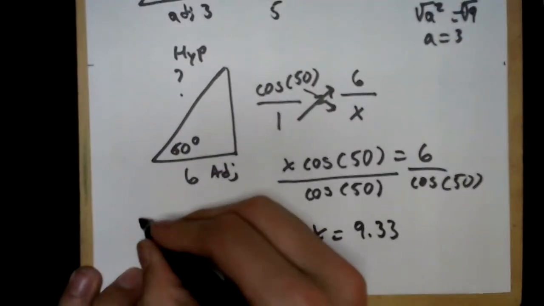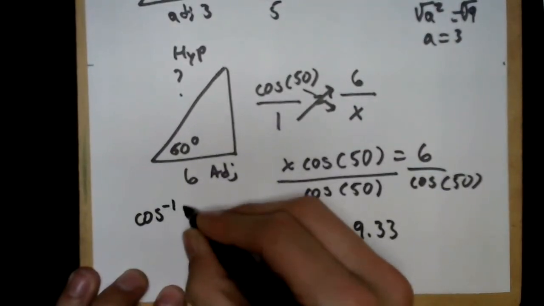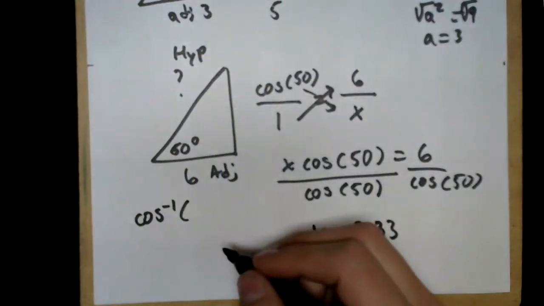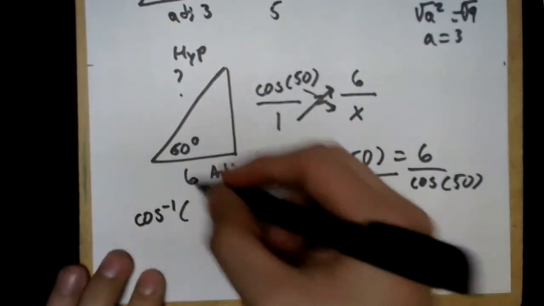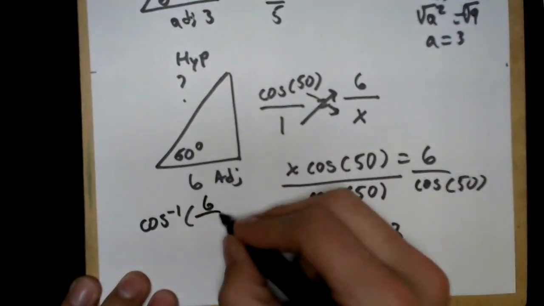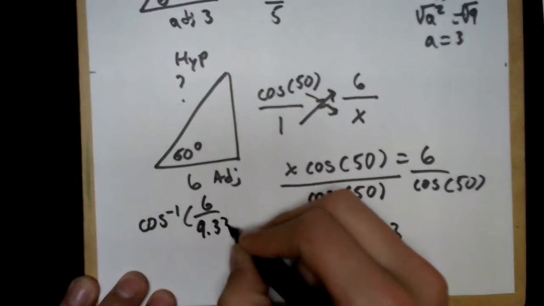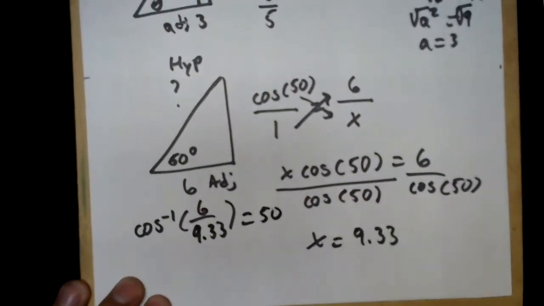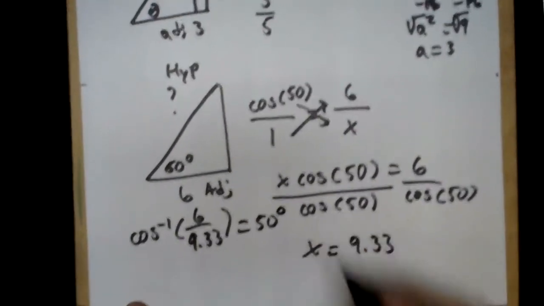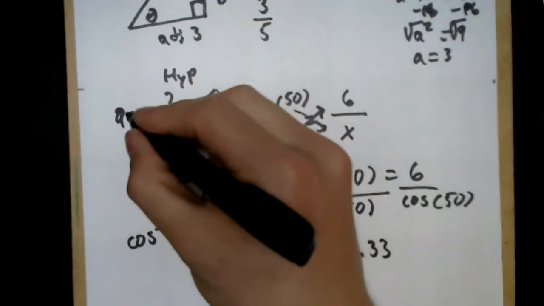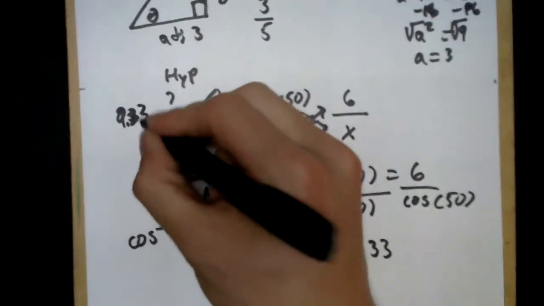take the inverse cosine, which helps, knowing 2 sides, you can find your angle. So you can take 6 over 9.33, and rounded, you basically get 50. So we know that it's the correct length, 9.33. There we go. Moving on.